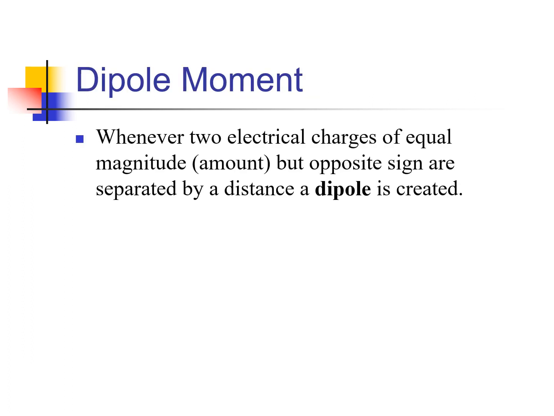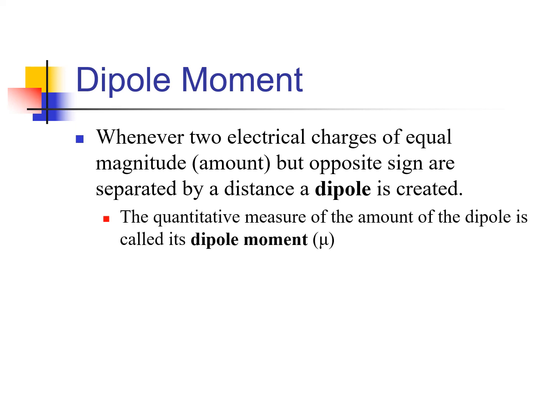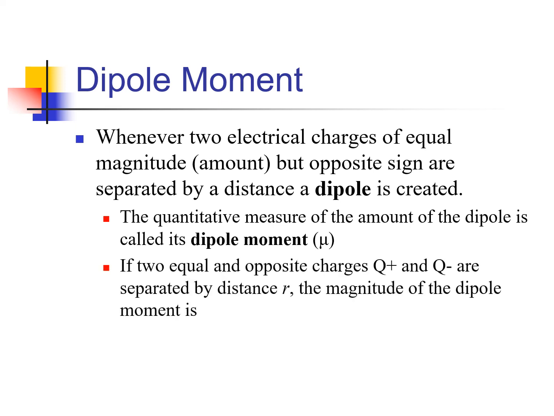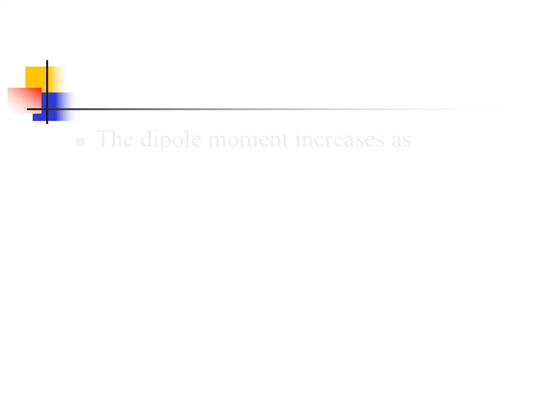So dipole moment. Whenever two electrical charges of equal magnitude but opposite sign are separated by a distance, a dipole is created. This is really a fancy way of saying that in a polar molecule, we have one end that's slightly positive and one end that's slightly negative. That means a dipole is created. There is a quantitative measurement. It's given by this mu. You don't need to know how to calculate it. Here's the equation. Never need to worry about it. Do not worry about that.